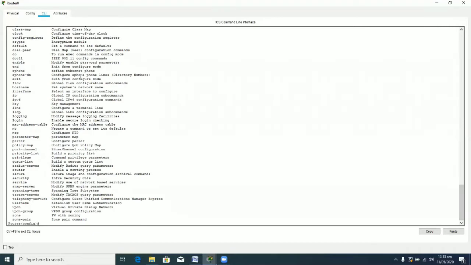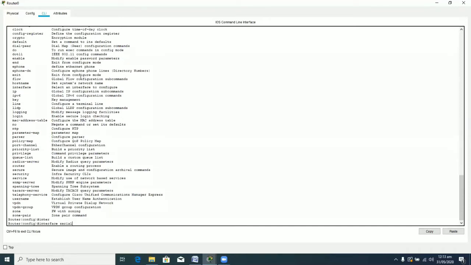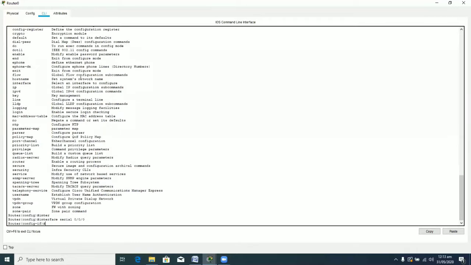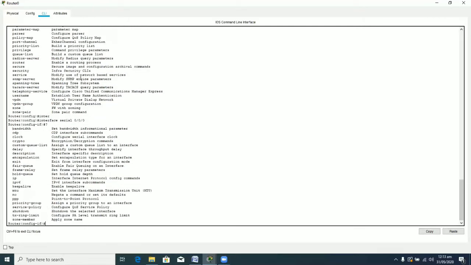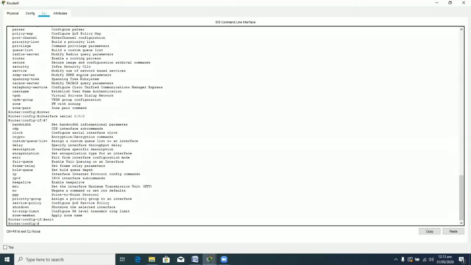But in the case of a real router, there will be a very large list of commands in all the modes, that is the user mode, the privilege mode, and the global configuration mode. Even if you go to a specific configuration mode, there also you will see that the help command works for you. This is serial 0/0/0 specific configuration mode, and here you can see the help feature also works. So I hope that this help feature and these different modes of the router are now clear to you.